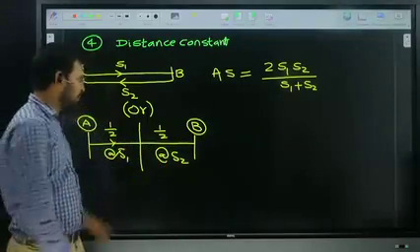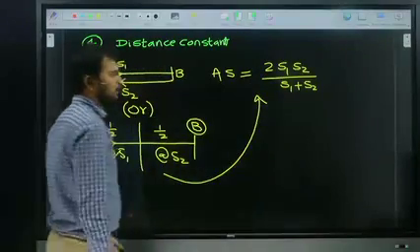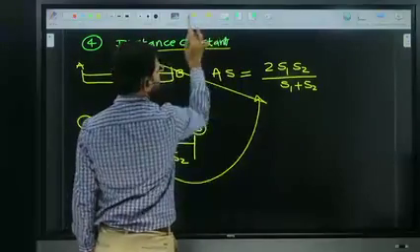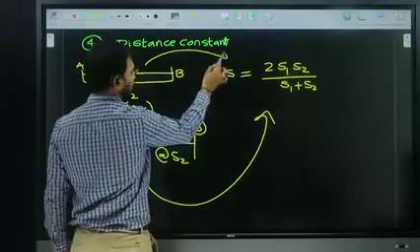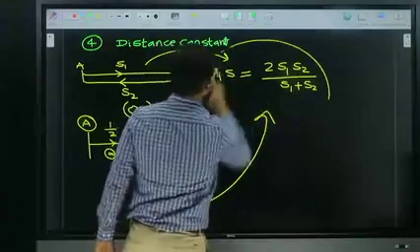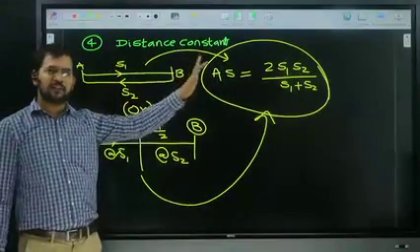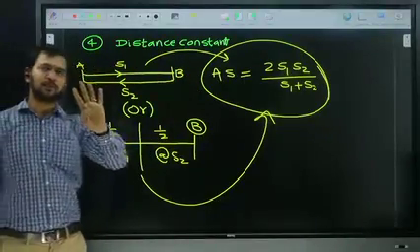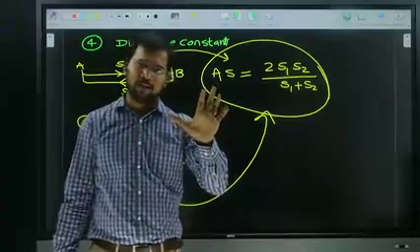Whenever the distance is the same, your average speed is nothing but 2 into s1 s2 by s1 plus s2. This is the distance constant method question. Either they ask this way or that way, whatever way they ask, your answer is the same: 2 s1 s2 by s1 plus s2. So this is the fourth possible question they may ask in average speed. All of you understood? Very good.